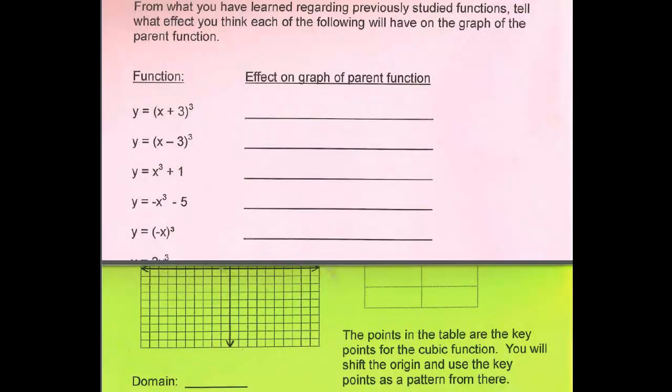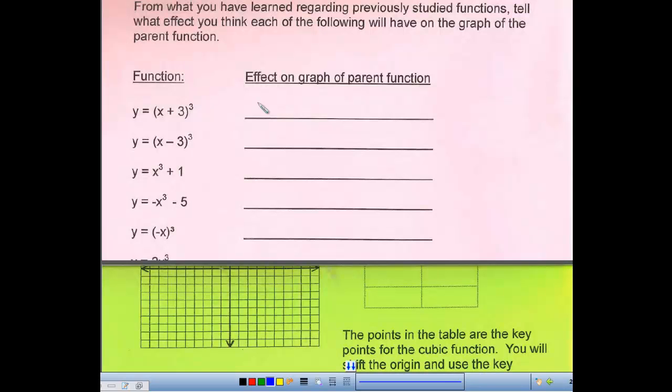From what you have learned regarding previously studied functions, tell what effect you think each of the following will have on the graph of the parent function. Well, before we begin, let's review the general function transformation, but with the cubic. Y equals plus or minus a, these are the vertical stretch or shrinks, times plus or minus b, this is the horizontal stretch or shrink, x minus h cubed plus or minus k.